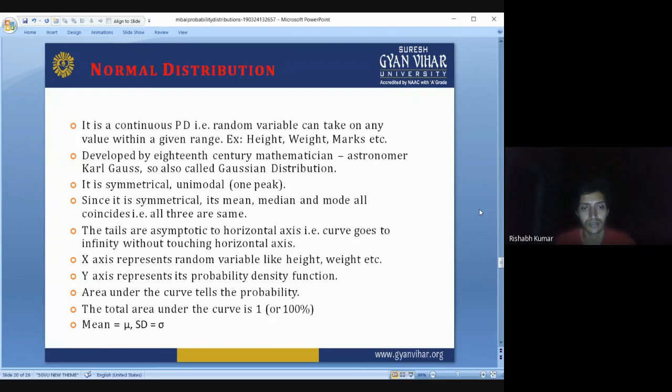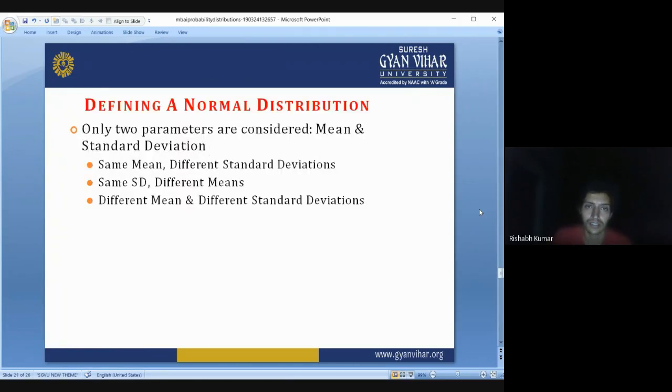The total area under the curve is 1, because your normal distribution is an example of a density curve, and area under the curve for a density curve is 1. Mean is represented by mu, and standard deviation is represented by sigma. So only two parameters are considered for characterizing a normal distribution, that is mean and standard deviation. Same mean with different standard deviation, same standard deviation with different means, or different means and different standard deviations will characterize two distributions as different. If either of these two is different in two normal distribution curves, they are different from one another.